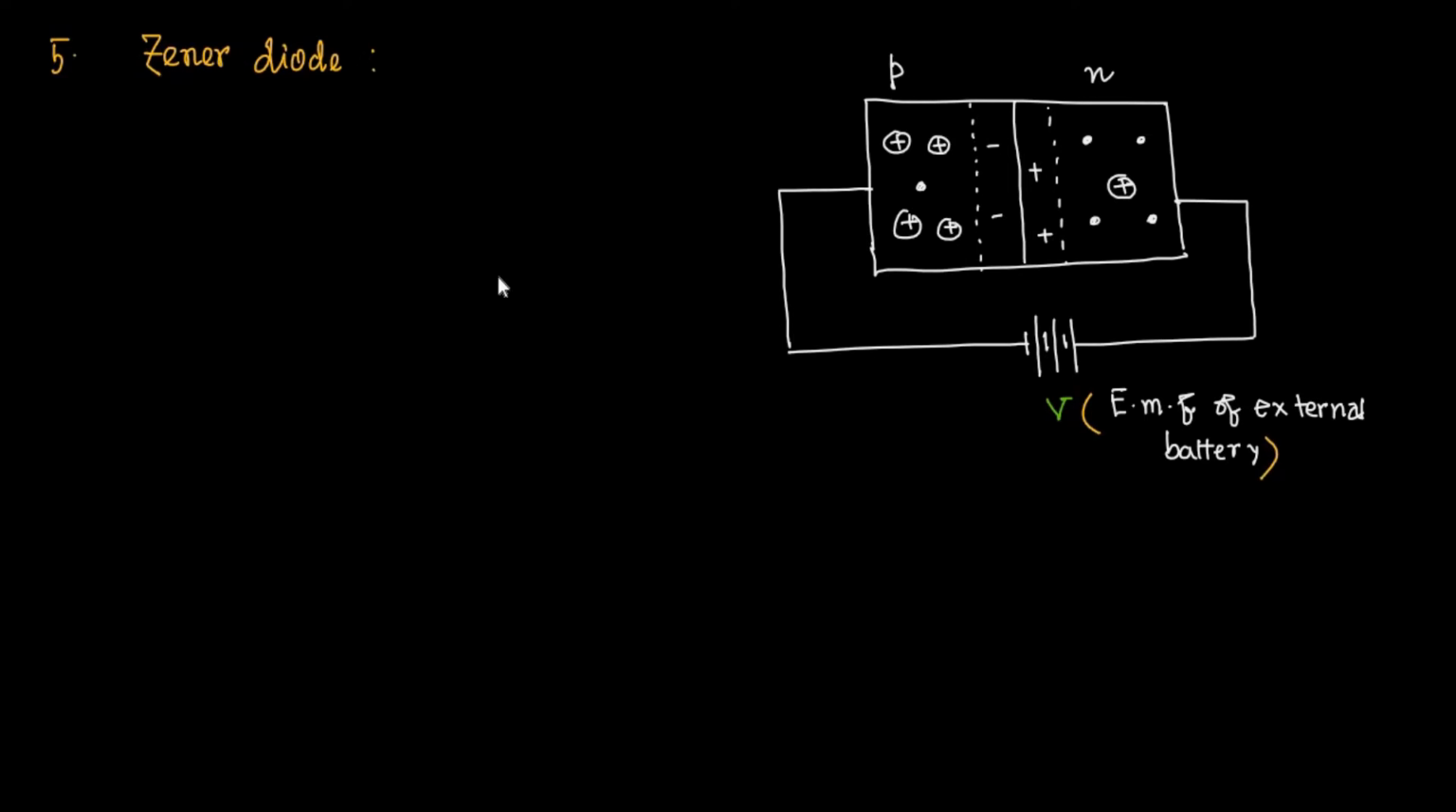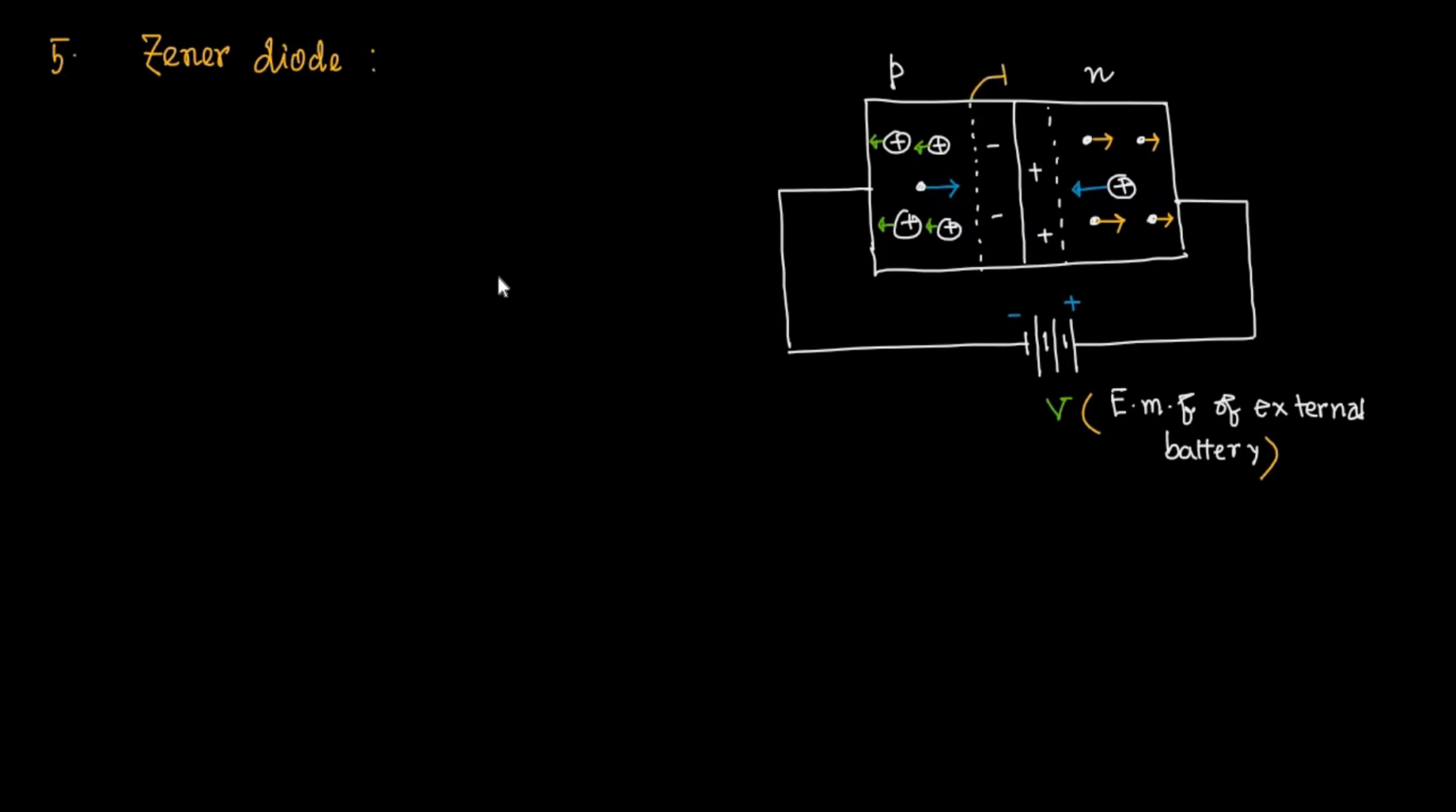Obviously, conduction electrons will be repelled by the negative terminal of the battery towards the junction, and the positive terminal will repel the holes towards the junction. Holes in the P region will be moving away from the junction under the action of the negative terminal of the battery, and conduction electrons in the N region will be moving away from the junction under the action of the positive terminal of the battery.